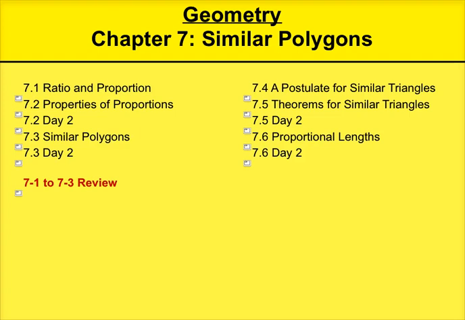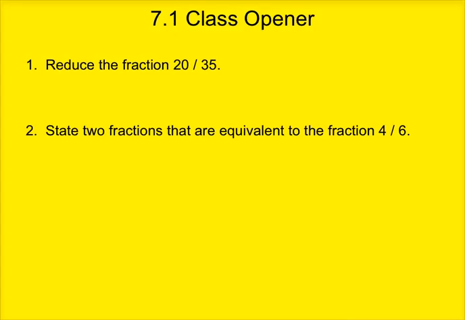Chapter 7, Similar Polygons. Today we're going to cover Section 7.1, Ratio and Proportion. Your class opener. Number 1, reduce the fraction 20/35, and 2, state two fractions that are equivalent to the fraction 4/6.